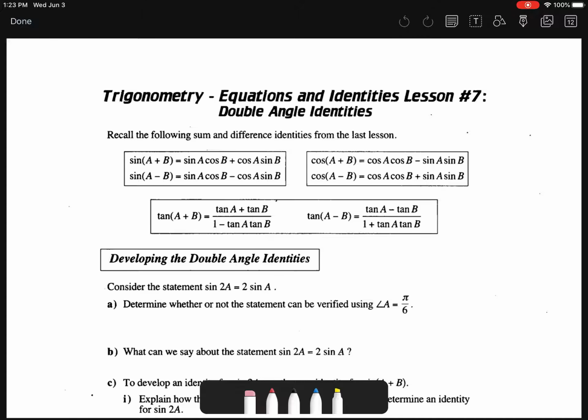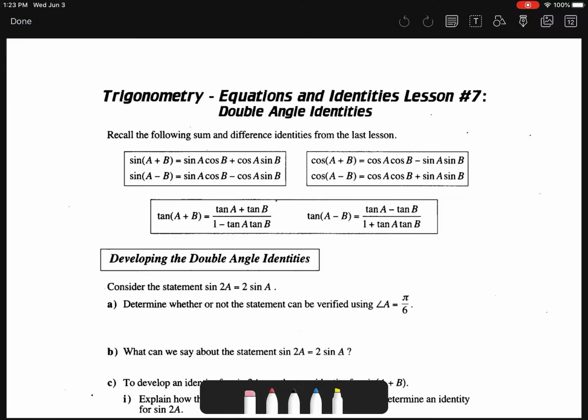Hi, Math 30-1s. We're just going to continue on today discussing identities with trig functions, equations. So last day, the way they start this lesson is just taking a look back at all of the sum and difference identities we learned last day.